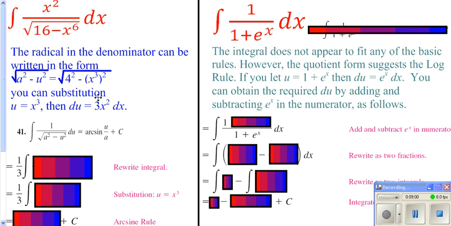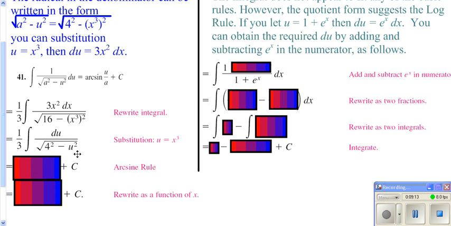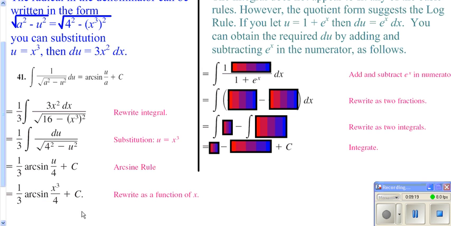Now you don't have a 3 showing up in your problem. That's why we have a 1/3 in front here. Matches up then with our formula. This is your formula 41 here. So you just go ahead and rewrite, then substitute in what u is, and we get our answer.